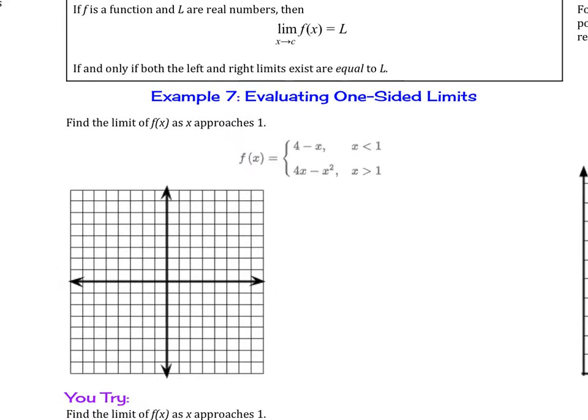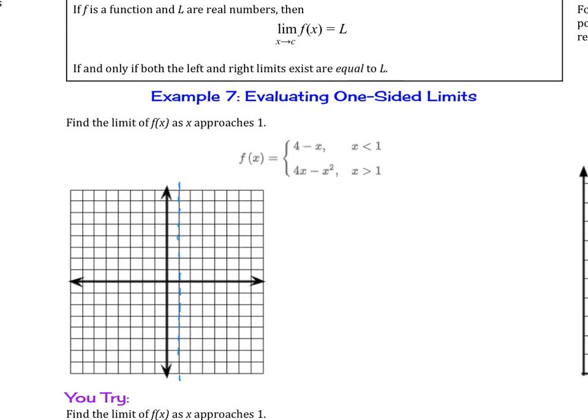So let's try this example. Again, we'll graph. It's a piecewise function: we have 4 minus x when x is less than 1, and 4x minus x squared when x is greater than 1. I think this was all the way in the beginning of chapter 1 when we did this, so here we are again. Left of 1, so let's think about 1 here. It's less than and greater than, so I know there won't be a solid point there. It's going to be an open circle.